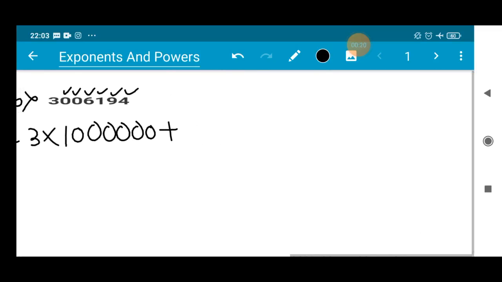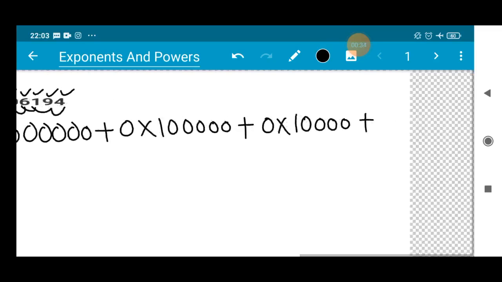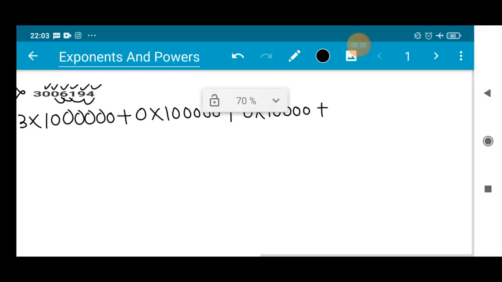Plus, after 3 comes 0, so into after that how many? 1 2 3 4 5. So 0 into 1 followed by 5 zeros can be written like this. Similarly 0, then 4 into 1 followed by 4 zeros, plus after 6 how many digits are there? 3 digits, as it is in the thousand position.